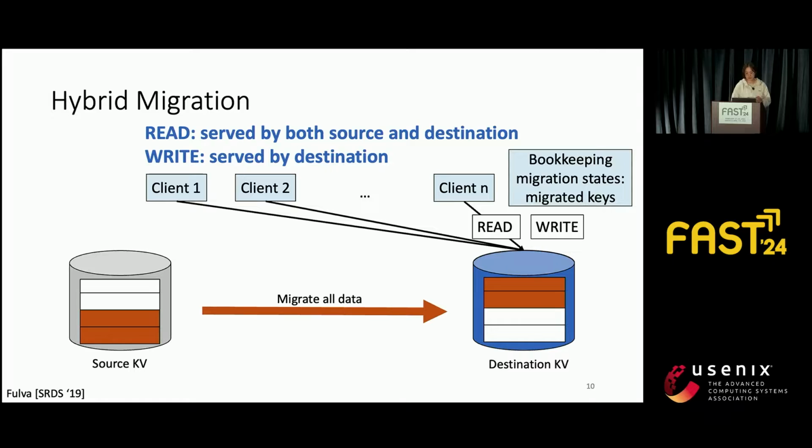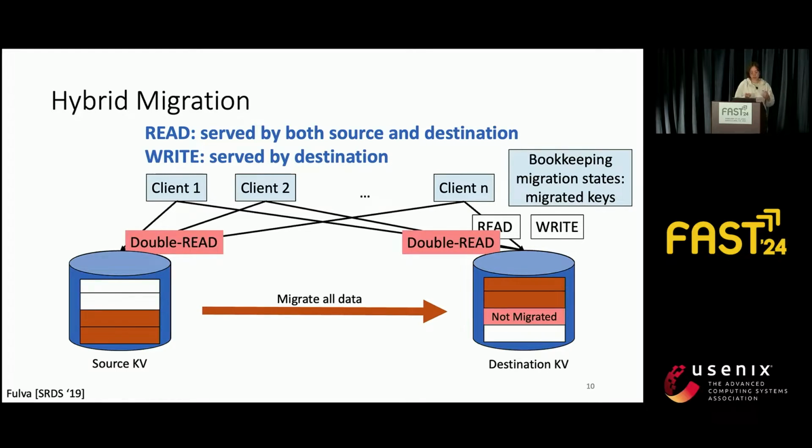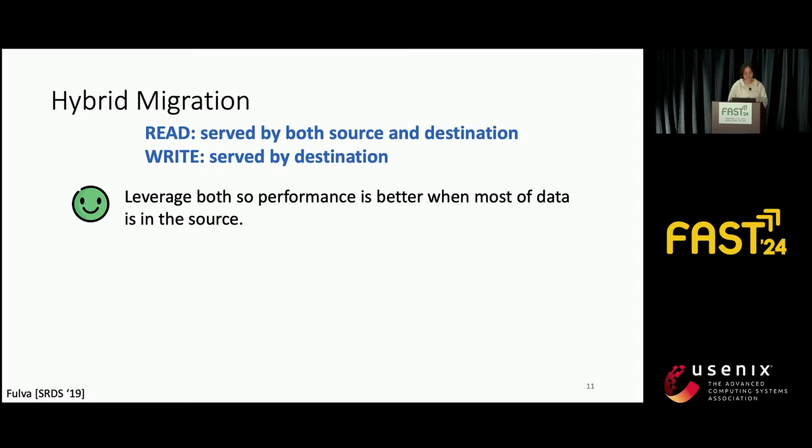And for the read request, based on the bookkeeping lookup, if the read accesses a key that has already been migrated, this read will go to the destination. And if this read accesses a key that is not migrated, it may be in the source or on the fly. So Fuwa uses a double read to query both the source and the destination server, and then it merges the values with the latest version.